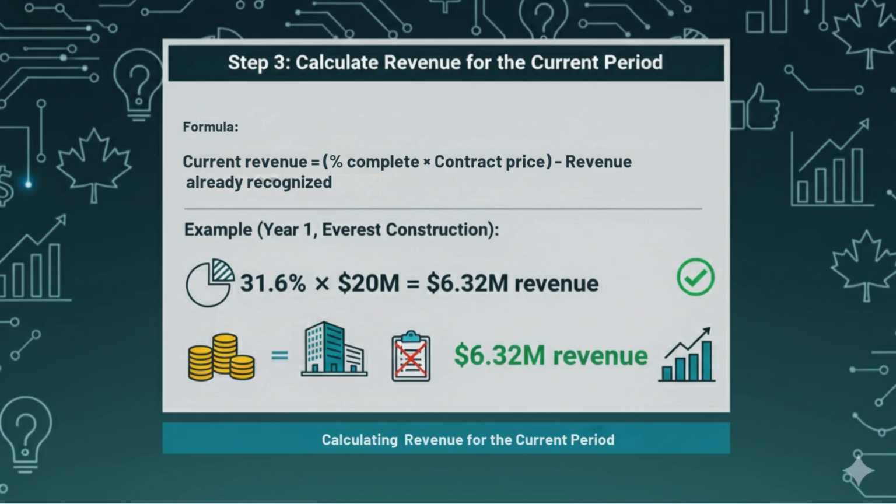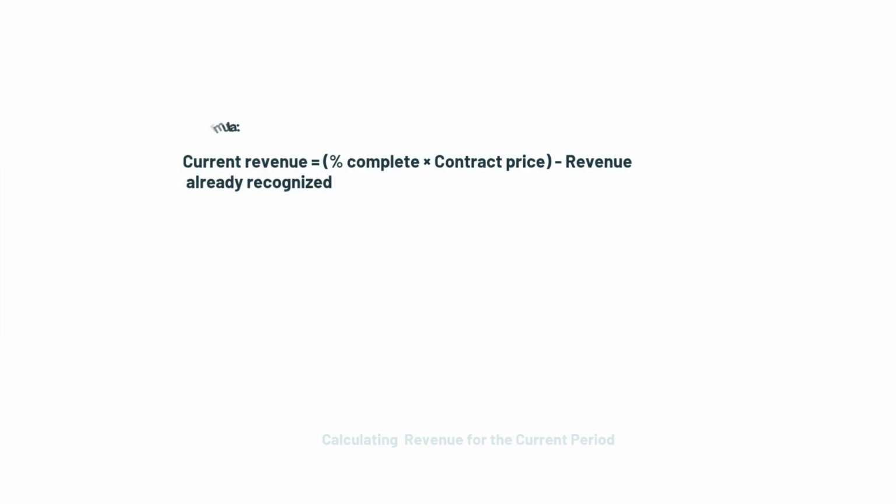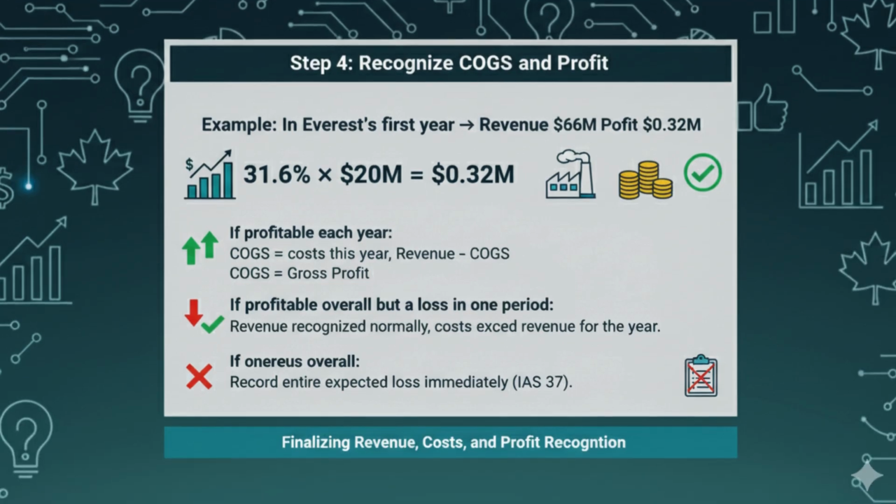31.6% times $20 million equals $6.32 million revenue. Step 4. Recognize cost of goods sold and profit. If profitable each year, cost of goods sold equals cost this year, and revenue minus cost of goods sold gives you gross profit. If profitable overall, but a loss in one period, revenue is still recognized normally, but costs exceed revenue for that year. If onerous overall, record the entire expected loss immediately under IAS 37. Example: in Everest's first year, revenue $6.32 million, costs $6 million, profit $0.32 million.